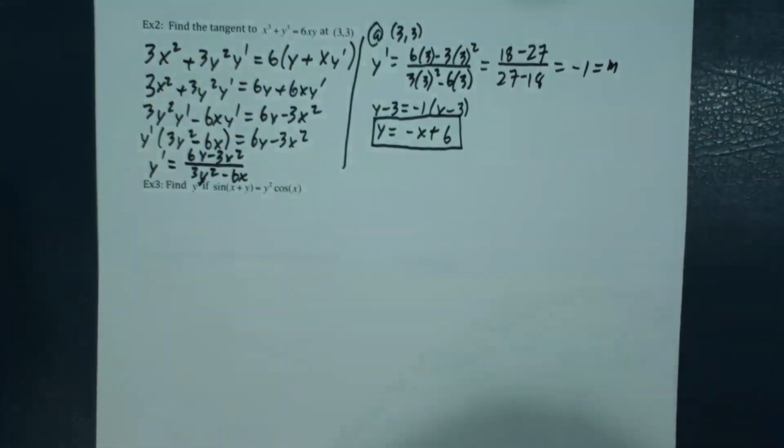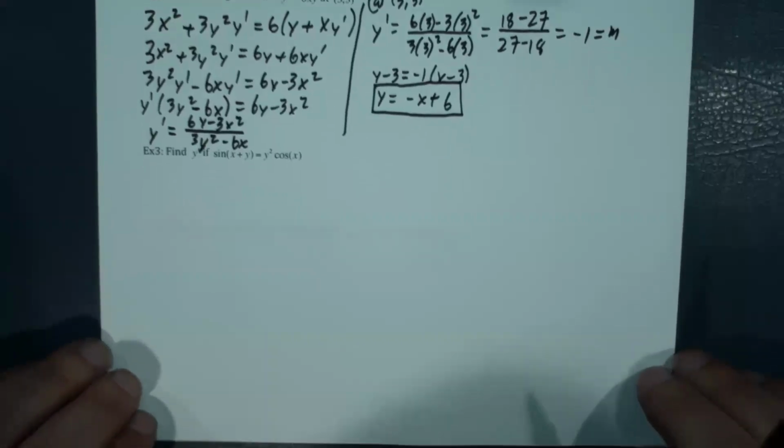All right. Example 3. Find y prime if the sine of x plus y equals y squared cosine x. Once again, I'm going to have to use product rule here. I just recently taught Calc 1, and in that class, a lot of students missed that you have to do the full-on product rule with this here. So really pay attention to that, please.